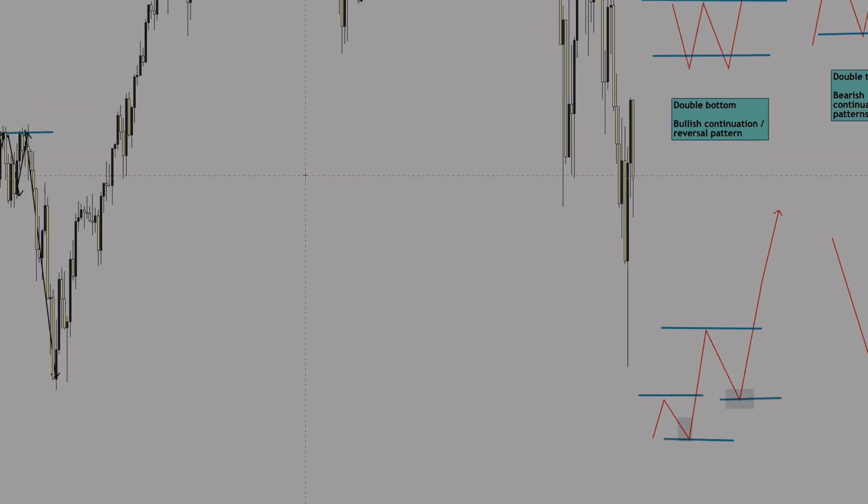Now you see what a double top and a double bottom look like on the higher time frame, right? This is what they look like on the daily time frame. They will look the same, but with just more candlesticks on the 4 hour, the 2 hour, 1 hour, etc.